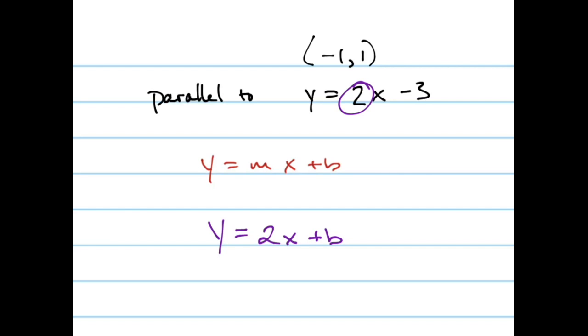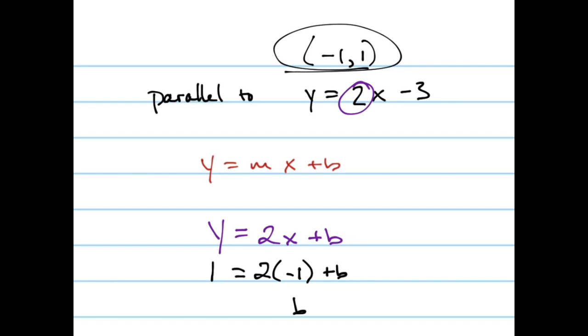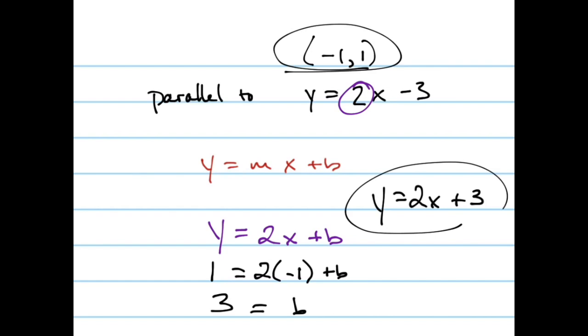And the x and y that we know is on there is the point that they gave us, (-1, 1). So what goes in for y? The 1. So we got 1 equals 2 times negative 1 plus b. What does b equal? 3. So our equation is y equals 2x plus 3. Any questions?